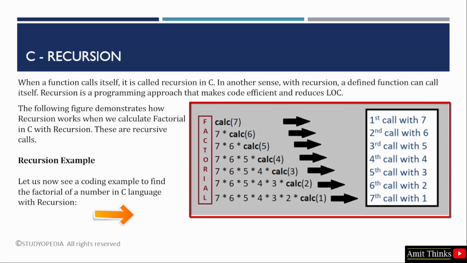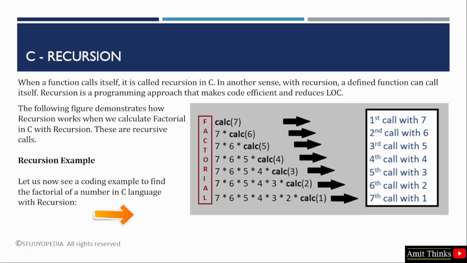Here is an example displaying factorial. We have shown the recursive calls. Initially, let's say you are trying to find 7 factorial. Let's say your function name is calc. In the first call, the value 7 will be sent. In the second call, the value 6 will be sent with the previous 7. In the next call, the value 5 with the previous 6 and 7. In this way, it will calculate your recursion. That is 7 factorial in this case.